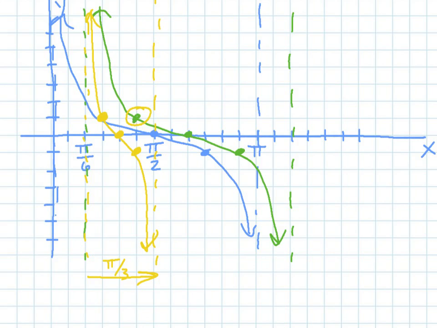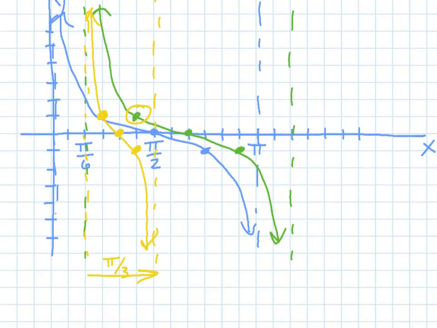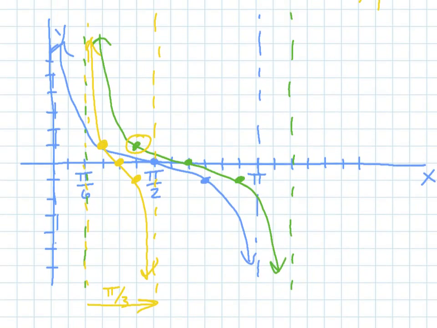Now we go to the last one, our amplitude of 2. So then all our values get stretched vertically. Now that doesn't change our asymptotes at all. Okay, undefined is undefined no matter what you do. But at 1 that becomes 2, and at -1 it becomes -2. But 0 is still 0.